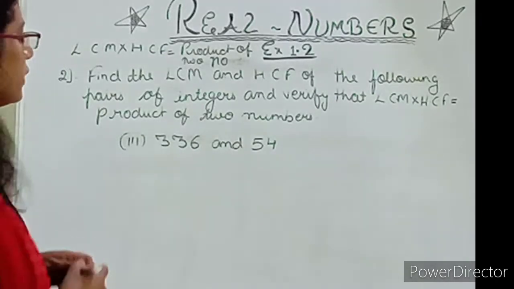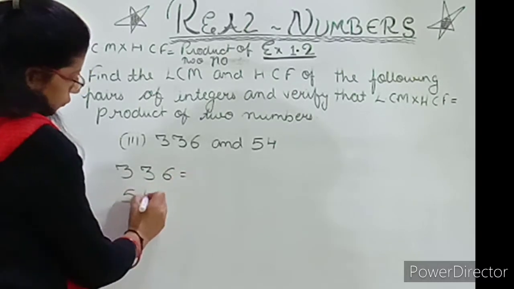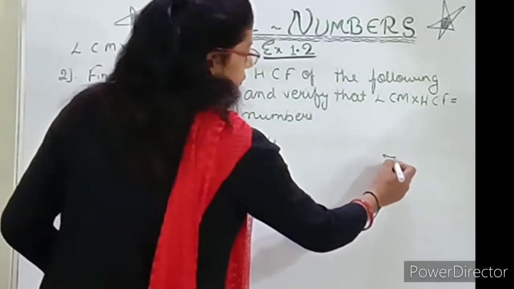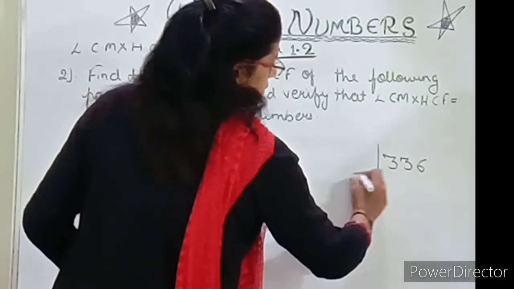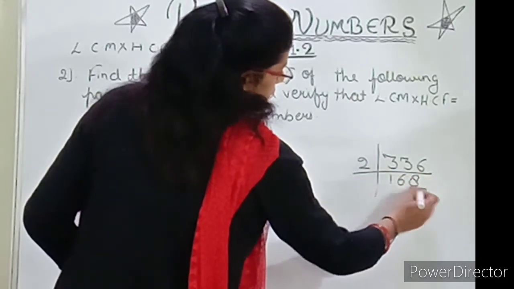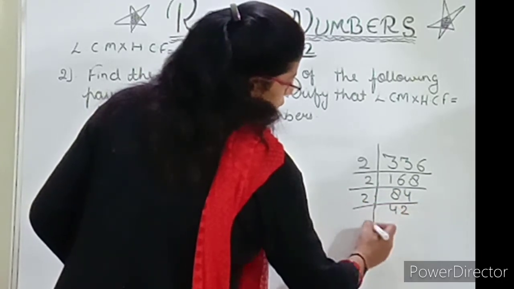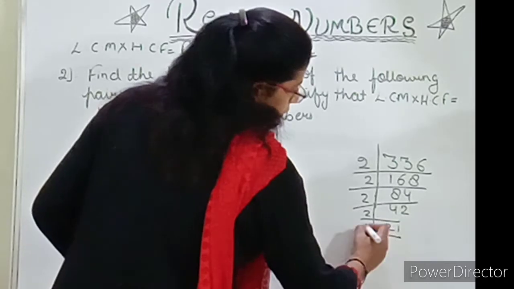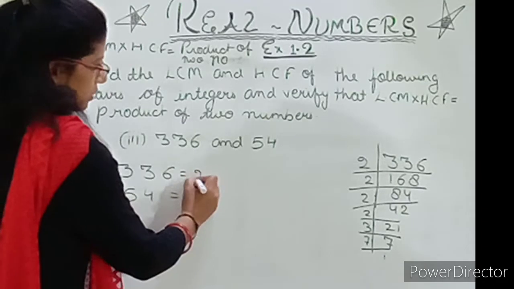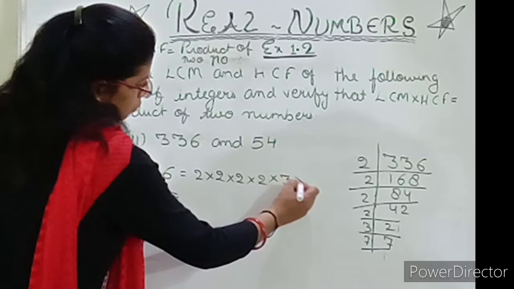Very first, you have to find the factors of 336 and 54. Then we will find the HCF and LCM of these. Do it in rough. 336 is divisible by 2: 2 ones are 2, 2 sixes are 12, 2 eights are 16, 2 fours are 8, 2 twos are 4, then 3 sevens are 21, 7 ones are 7. So what is the prime factorization of 336? 2 into 2 into 2 into 2, four times, then 3 into 7.